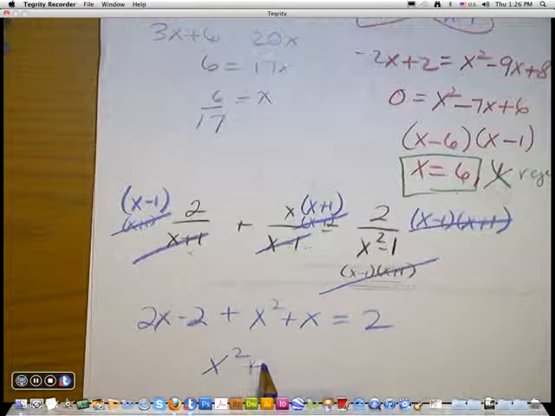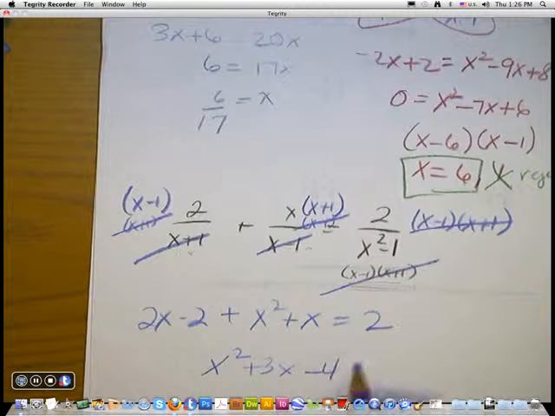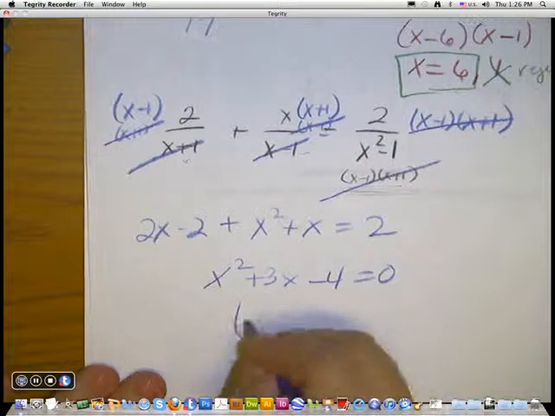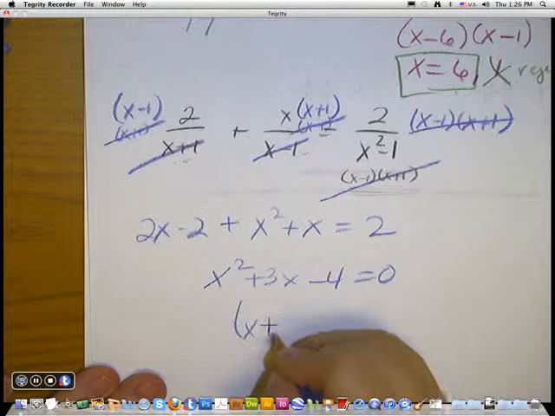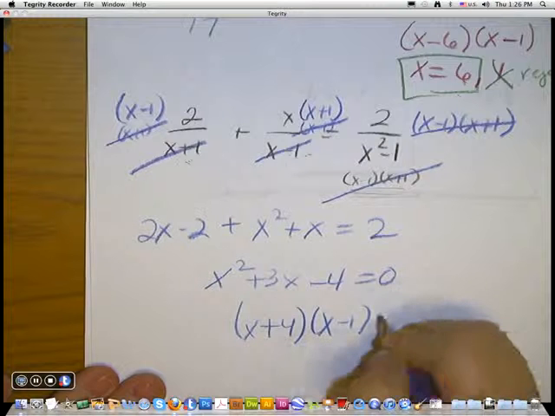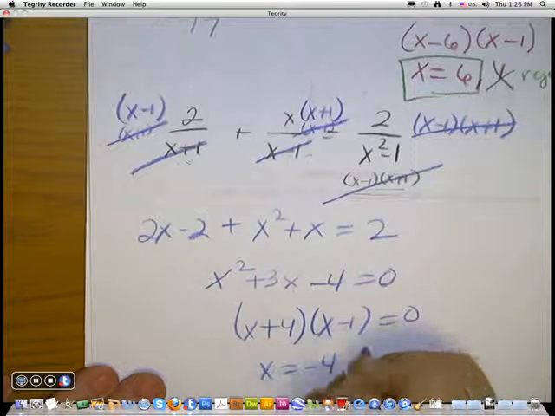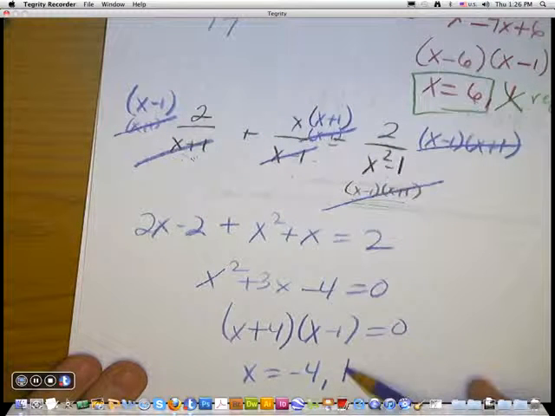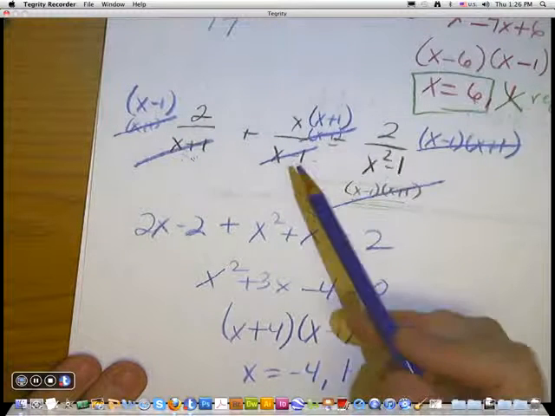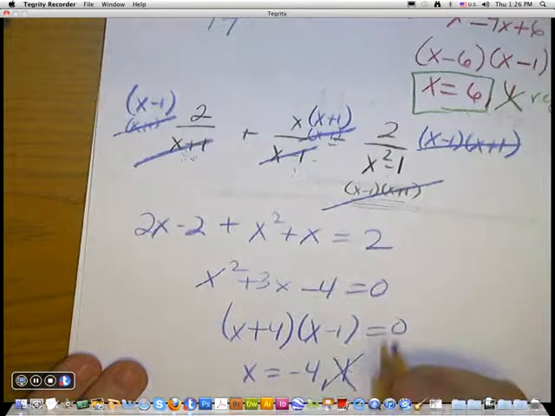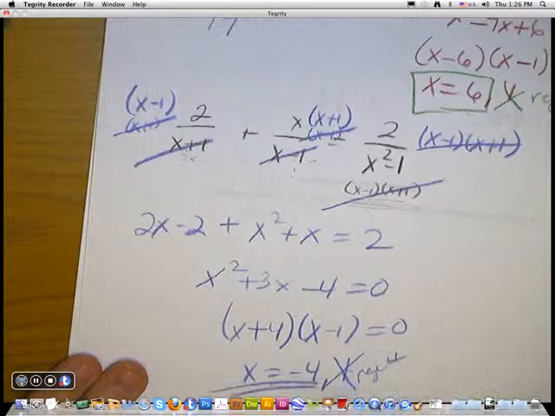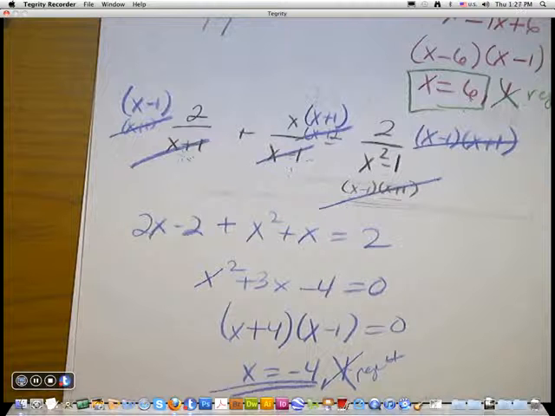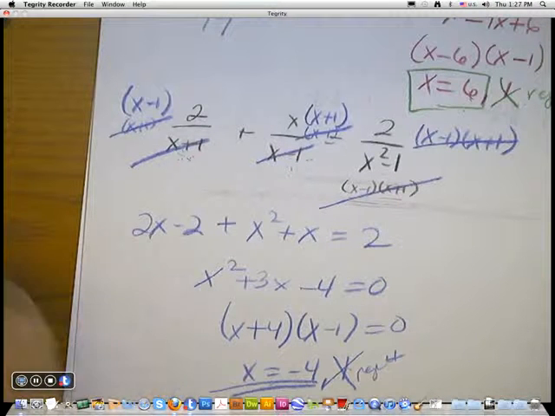So we get x squared plus 3x minus 4. Factor, we get x plus 4, x minus 1. So x is negative 4 and 1. Check them. Negative 4 works because it doesn't give me a 0, but when I put 1 in, it's okay there, but it is not okay there. So we're going to reject and just have x equals negative 4. Make sure to factor, factor, factor, factor, factor. I cannot stress enough, factor, factor, factor. But that is set 5.